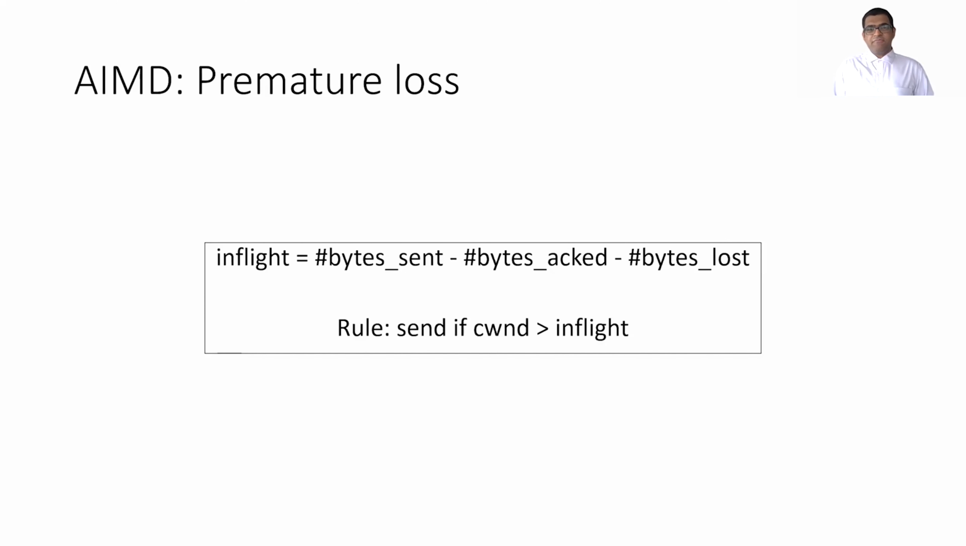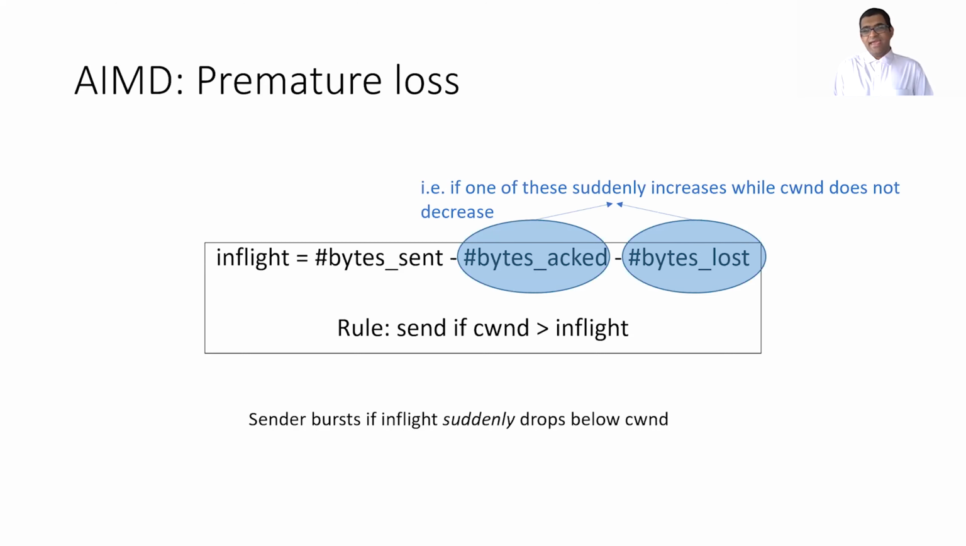Before we discuss what SIGCOMM found, here's a quick refresher. The sender maintains an estimate of the total number of bytes in flight. And this is equal to the total number of bytes sent minus the total number of bytes acknowledged minus the total number of bytes that the sender believes are lost. And the rule is, if the congestion window is greater than the in-flight, the sender sends packets. This means that it bursts packets if the in-flight suddenly drops below the congestion window. And this can happen if one of these two variables suddenly increases while the congestion window does not decrease.